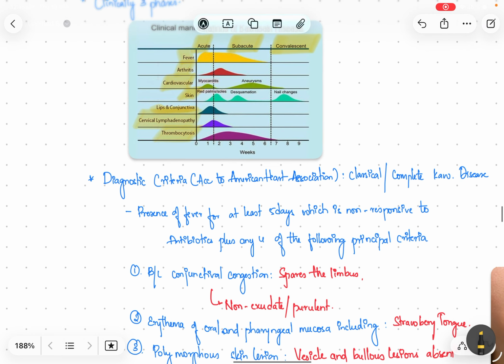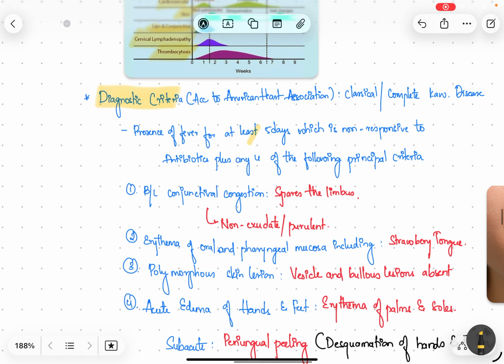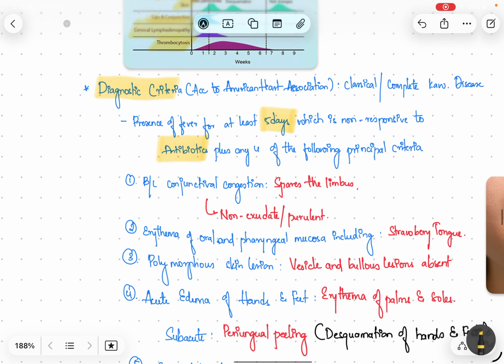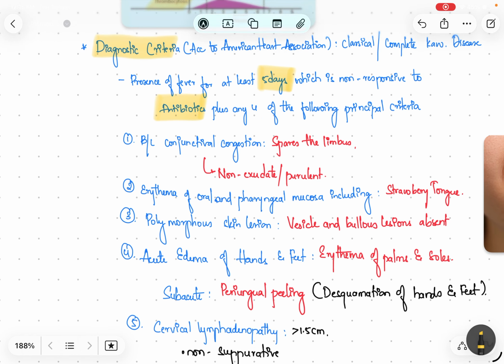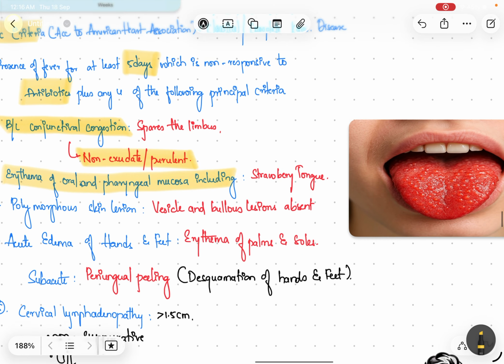And this clinical manifestation diagram shows in which particular phase the manifestation reaches the maximum, right? Then coming to diagnostic criteria: presence of fever for at least 5 days which is non-responsive to antibiotics, plus any four of the following principal criteria. What are the four principal criteria? Bilateral conjunctival congestion that spares the limbus. It is non-exudative, not purulent like a bacterial infection. Then we have erythema of oral and pharyngeal mucosa, which shows strawberry tongue.